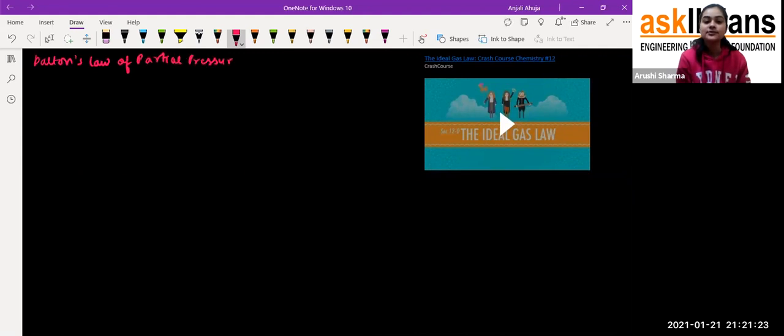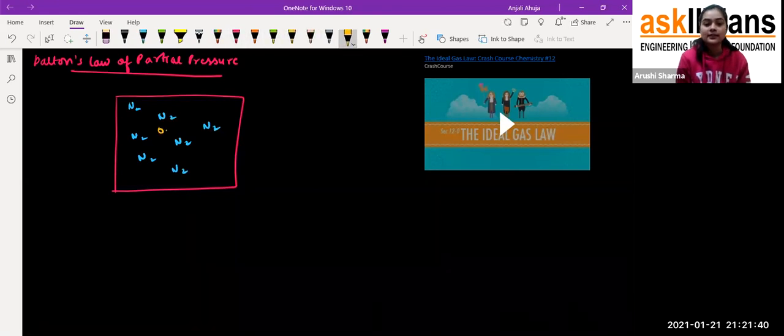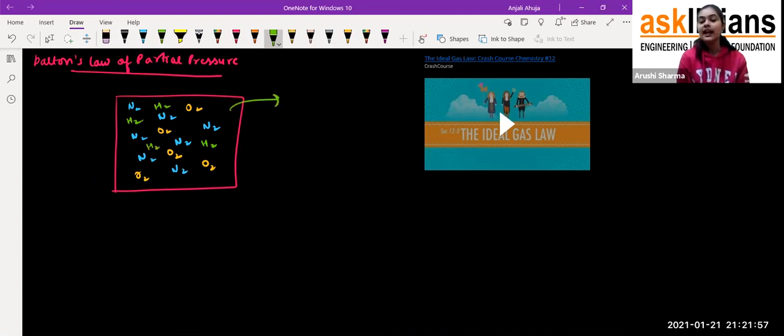According to this law, students, if I draw one diagram here, this is nitrogen, nitrogen, nitrogen, nitrogen, nitrogen, nitrogen, nitrogen. And it's like oxygen, oxygen, oxygen, oxygen, oxygen. And which color should I take for hydrogen? I'll take green. Hydrogen, hydrogen, hydrogen, hydrogen. So students, there are three gases, and which are these? One is nitrogen, one is oxygen, and another one is hydrogen.